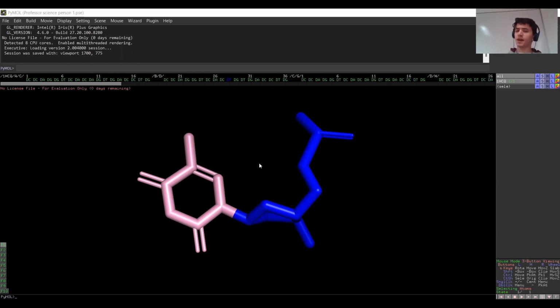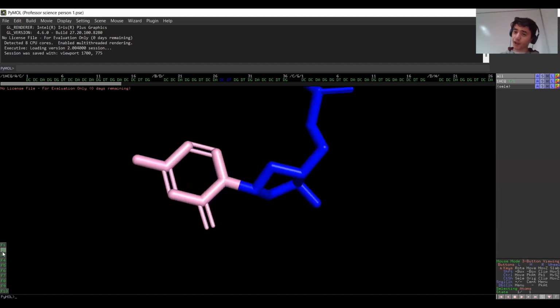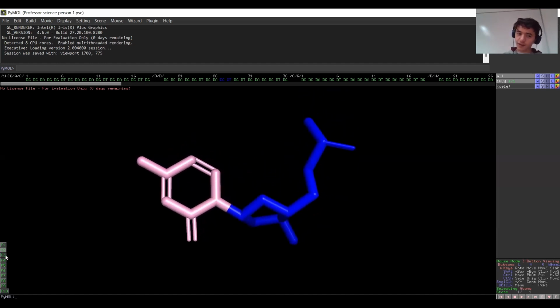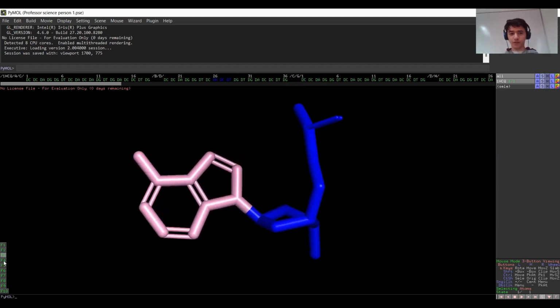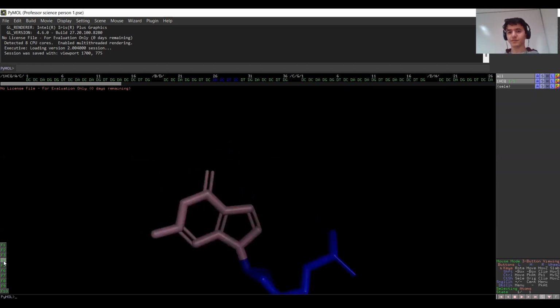This is a nitrogenous base, specifically thymine. However, nucleotides can have four different kinds of nitrogenous bases, which are thymine, cytosine, adenine, and of course, guanine.